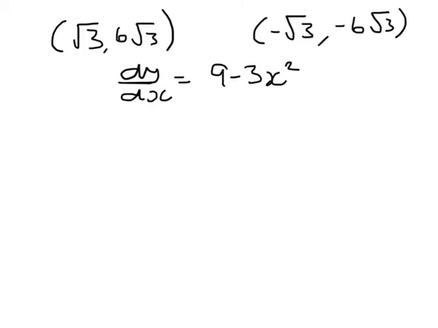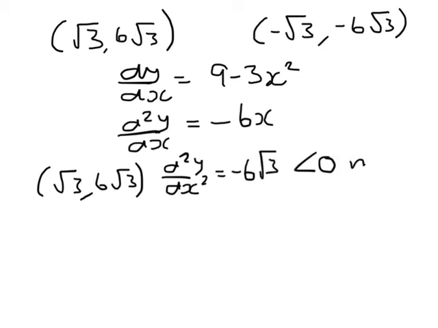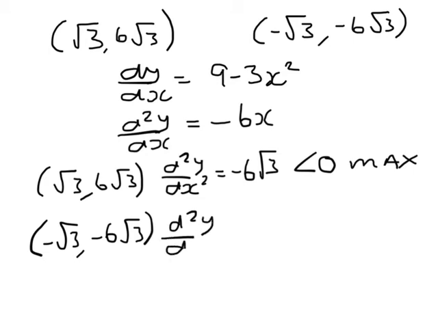We must now determine the nature of the turning points, and to do that I need the second differential. 9 differentiates to give 0, which leaves us with minus 6x. So at the point (root 3, 6 root 3), d2y/dx squared is minus 6 root 3, less than 0, so that is a maximum. At the point (minus root 3, minus 6 root 3), d2y/dx squared is plus 6 root 3, greater than 0, so we have a minimum.